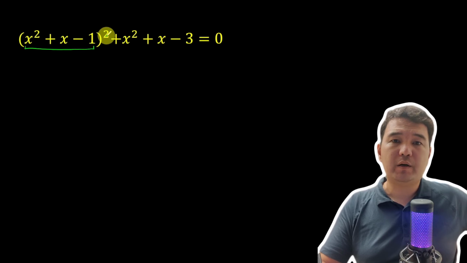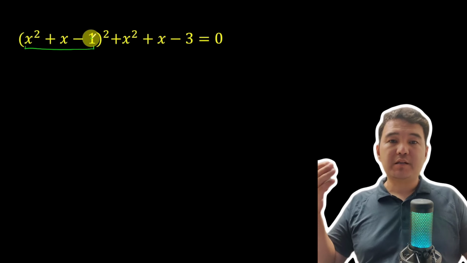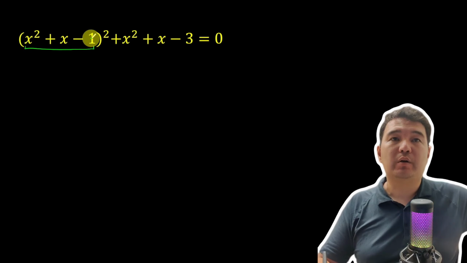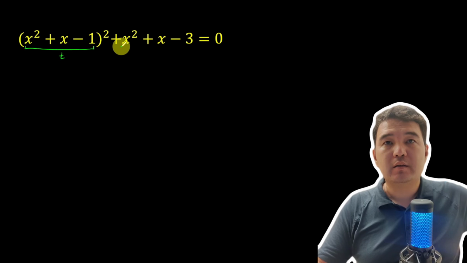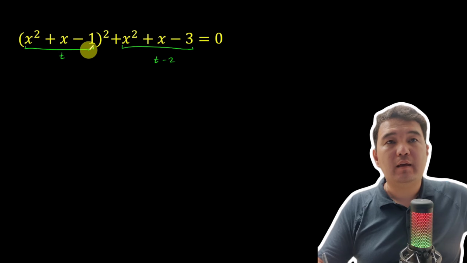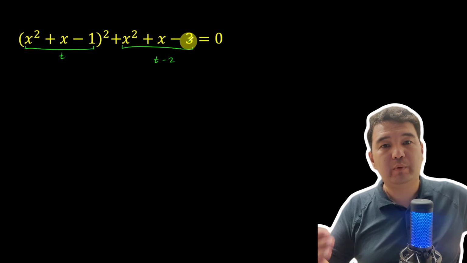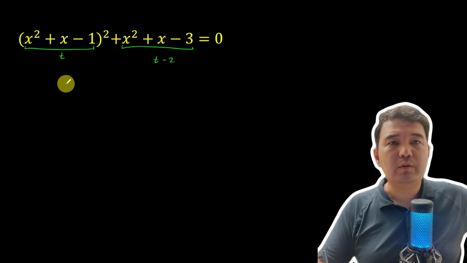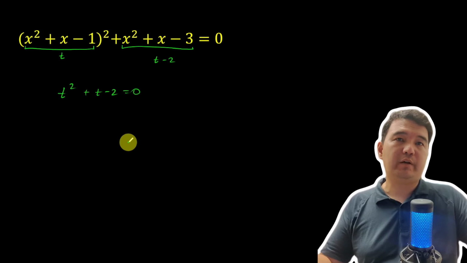If you open the parentheses here, it will become a 4th-degree equation. There are potentially four roots of this equation. So I'm going to set this equal to t. That means this is t minus 2, because x squared plus x minus 1 is t. If you do minus 3, it will be 2 less. So now the equation is going to be t squared plus t minus 2 equals 0. So now you can find t. So that was a change of variables.